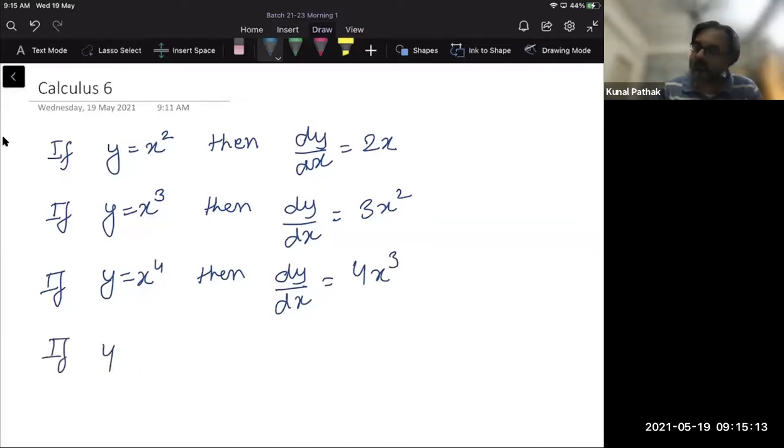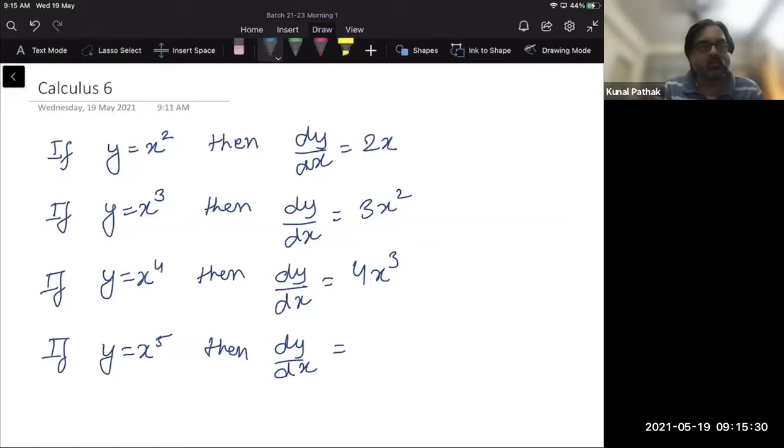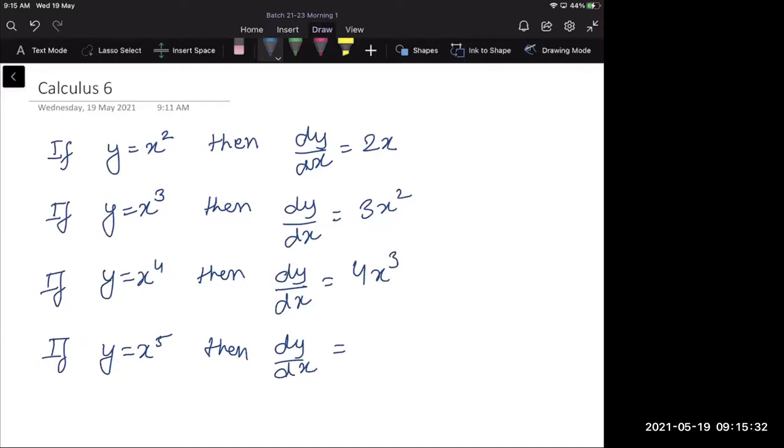And if y is equal to x power 5, then dy by dx will be equal to what? Riddhi? Yes, 5x raised to 4. 5x raised to the power 4.